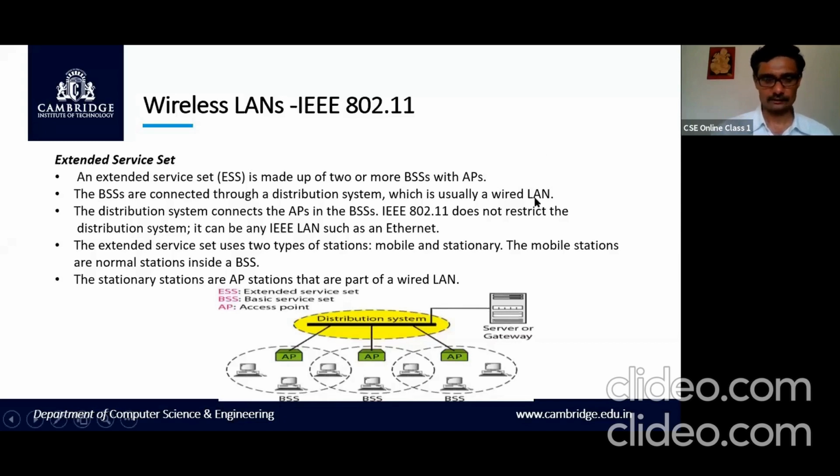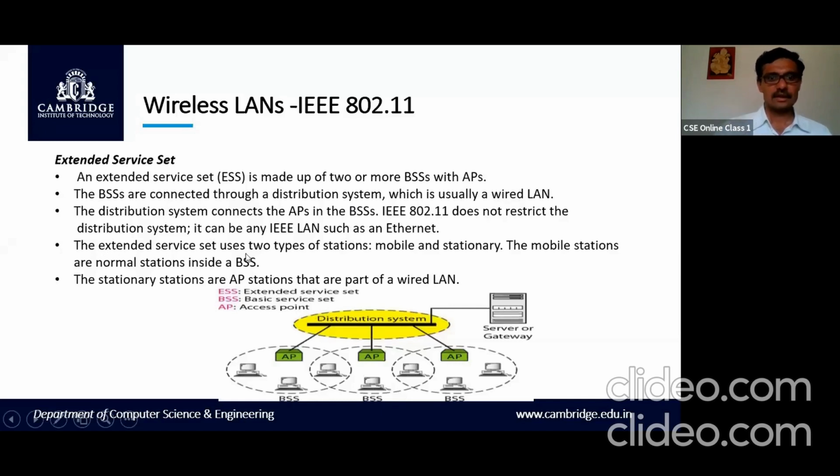You can see this in some organizations, like ours, where the wireless LAN is connected to the wired LAN. There are access points, so you can connect your laptop or mobile to the access point. The access point is connected to the wired network in our college. That is the best example of this. In the ESS, the distributed system connects the APs of the BSSs, as mentioned here.